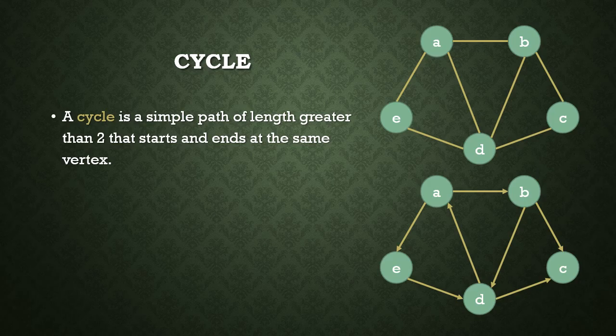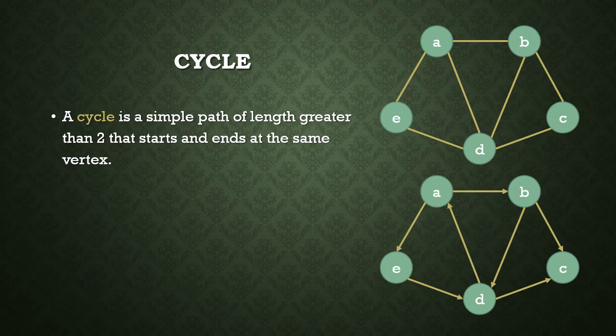Cycle. A cycle is a simple path of length greater than 2 that starts and ends at the same vertex. The first thing that you need to understand is that a self loop is not a cycle. Why? Because the length of the self loop is 1 and the length of a cycle is always greater than 2.